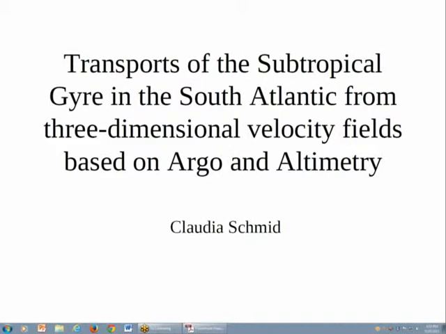So I'm going to talk about the transport of the subtropical gyre in the South Atlantic from the three-dimensional velocity field that I presented before, based on Argo and Altimetry. And I will go a little bit beyond the subtropical gyre, but it will be mostly the subtropical gyre.